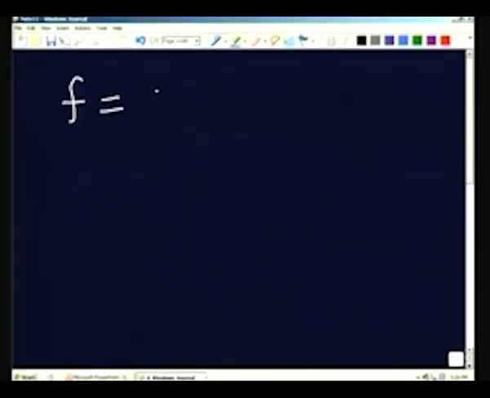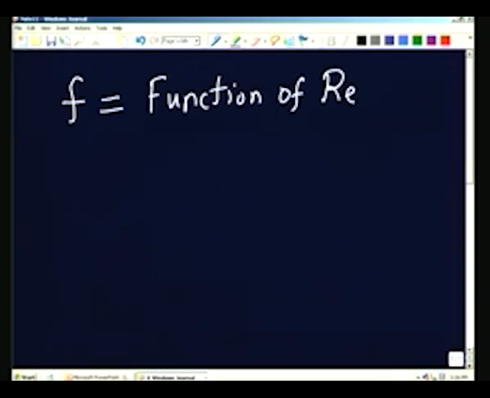Therefore, I will summarize thus. We are going to say that f, the friction factor, is a function of Reynolds number, and of course, I do not know whether it is a linear function or non-linear function; we do not know anything about it. That is what we have to find out. And from experience, we know that this relationship is not linear, and there are other subtle features.